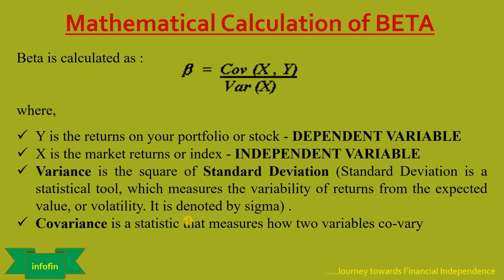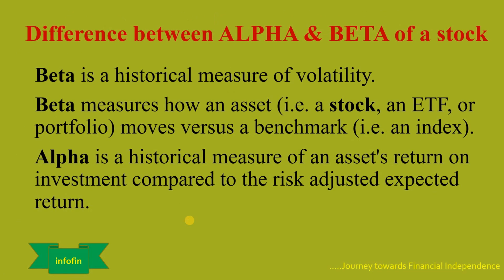Now what is variance and what is covariance? Variance is the square of standard deviation. We know standard deviation is a statistical tool which measures the variability of the returns from the expected value, or volatility. It is denoted by sigma. And covariance is a statistic that measures how two variables vary with respect to each other. So this is the simple formula of beta, again covariance of x comma y divided by variance of x.